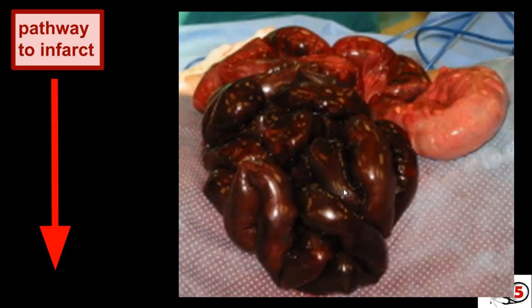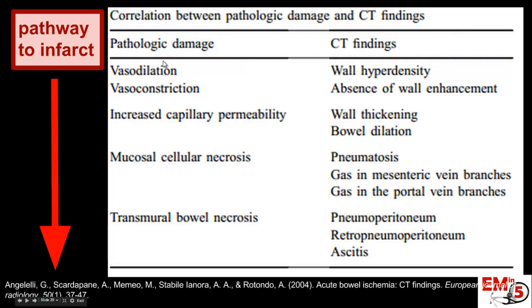All right, on this pathway to infarct, as the bowel becomes more and more ischemic, you're going to see some different things. So you can see vasodilation or constriction. You can also see bowel wall thickening as the capillaries start getting more permeable. Eventually, we're going to see cell breakdown, which results in pneumatosis, and then it eventually goes into the mesenteric veins and the portal veins. These are very concerning signs. And eventually, once it perfs through, you're going to see free air or pneumoperitoneum.